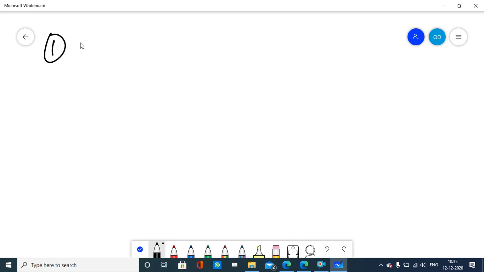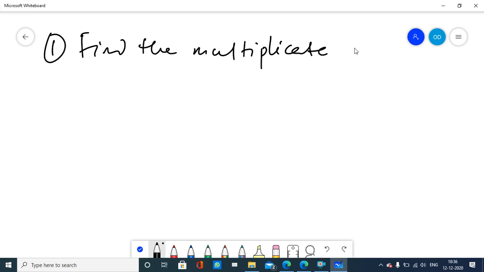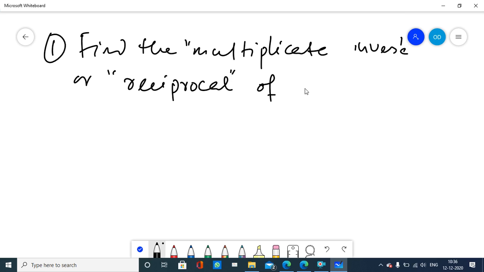Now let's do a couple of 4 mark and 6 mark questions. For example, if I ask you to find the multiplicative inverse or reciprocal, I can ask you either. They are the same, not different. So find the multiplicative inverse or reciprocal of z equal to, let's say, 2 minus 3i. So here we have a complex number z equal to 2 minus 3i and we want to find its multiplicative inverse or its reciprocal. Okay, let's find the solution.